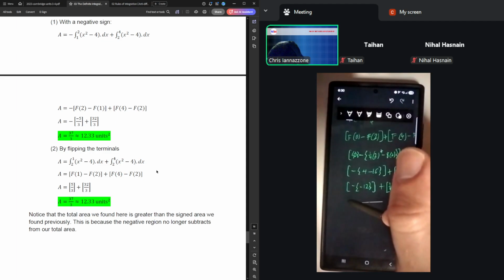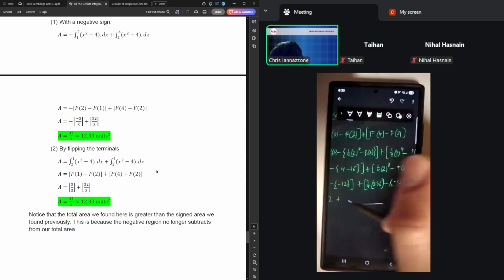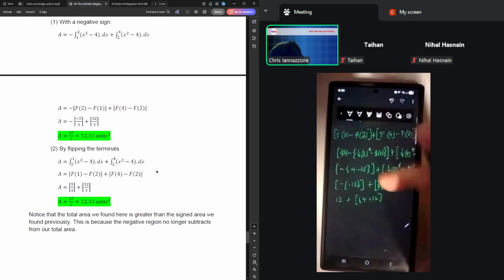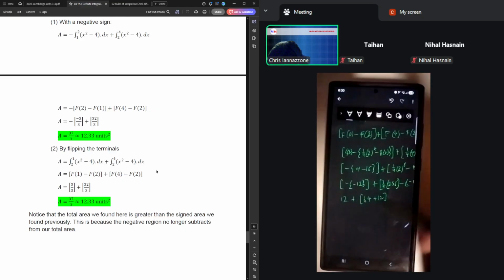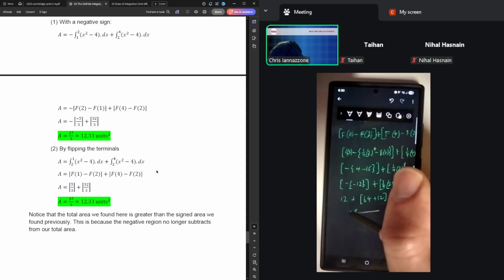Minus 12, so 12. Now a quarter of 256. So divide by 2, 128, 64. So 64 plus 12. Yeah. So 24, 6, 88.